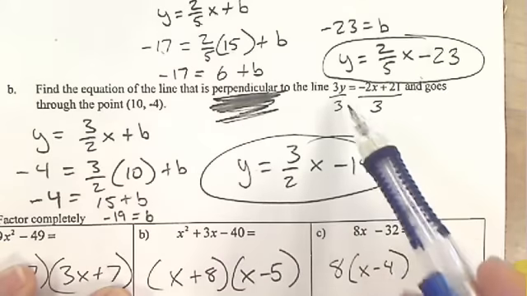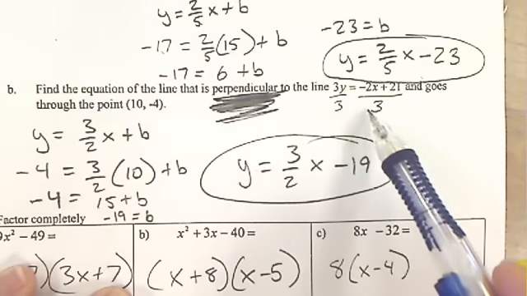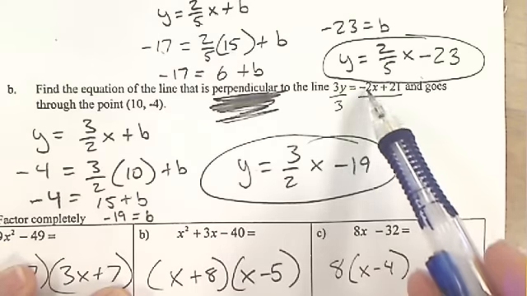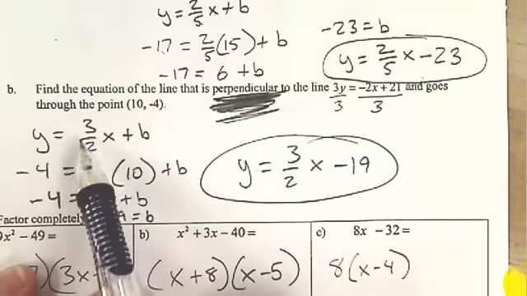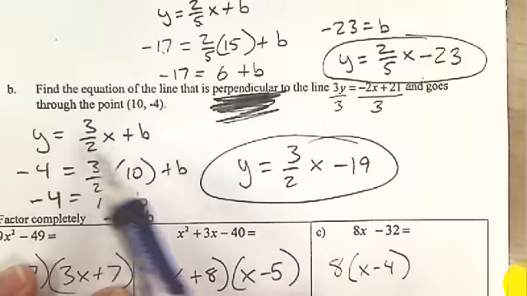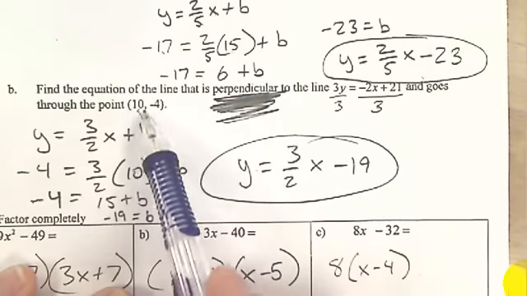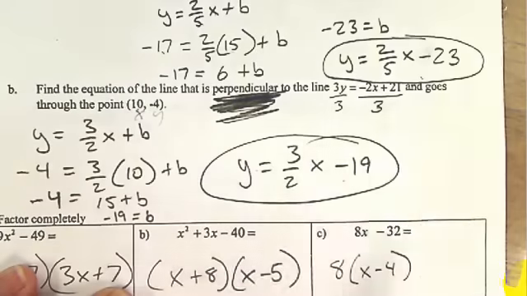Perpendicular means the opposite reciprocal. So this slope is -2/3. So the opposite would be a positive, and the reciprocal would be 3/2. Then I plugged in the x and the y, solved, and there you go.